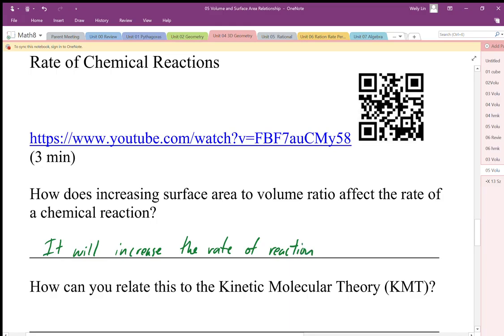So that milk powder kind of blew up when you dispersed it. It had lots of surface area for the oxygen to react with that milk powder. So it increases the rate of reaction.